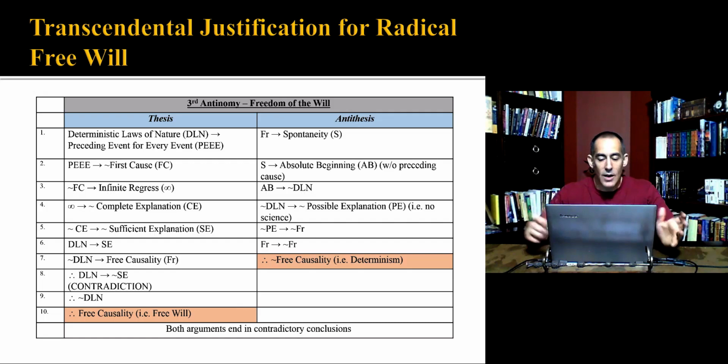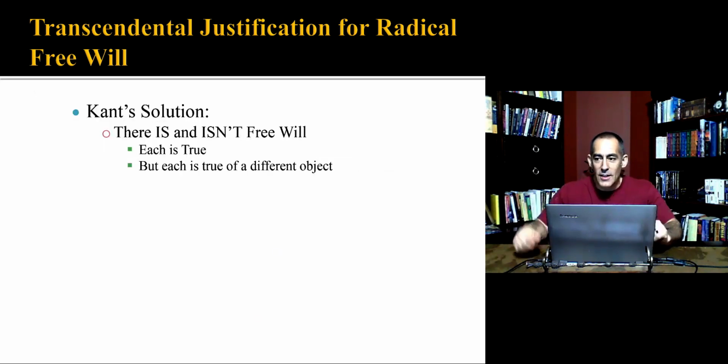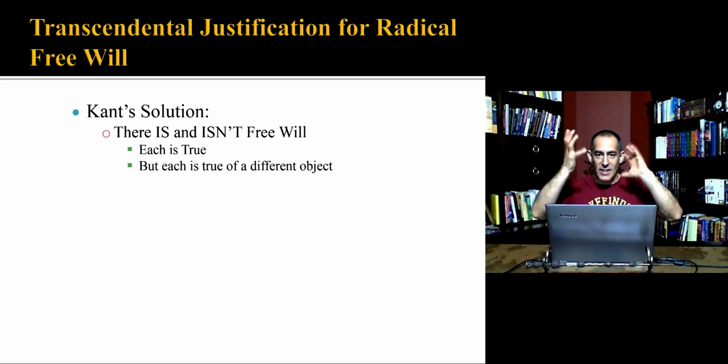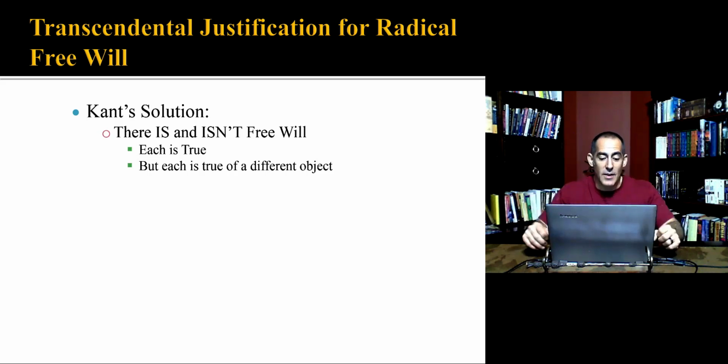What do you do? Well, Kant's solution goes back to what we were talking about a little bit before, the inside versus outside the mind in a way. He says there is and there isn't free will.